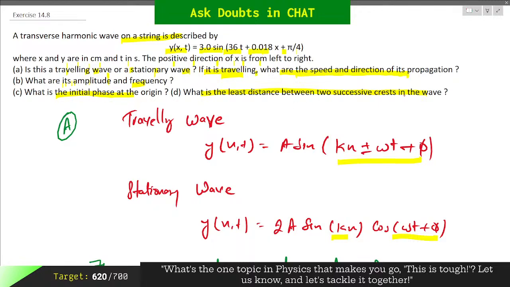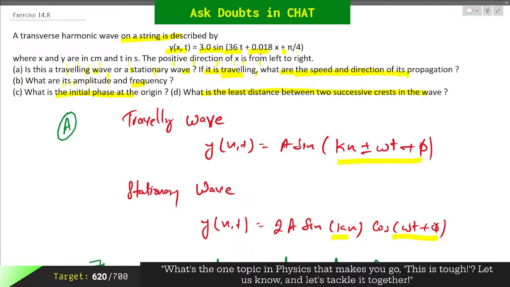Now the third question is, what is the initial phase at the origin, and what is the least distance between two consecutive crests of the wave? The least distance between two consecutive crests is the wavelength. So we have to find the wavelength, and we have to find the initial phase at the origin. Initial means t equals 0, and origin means x equals 0. When we substitute t and x equal to 0, we get a phase of π by 4.